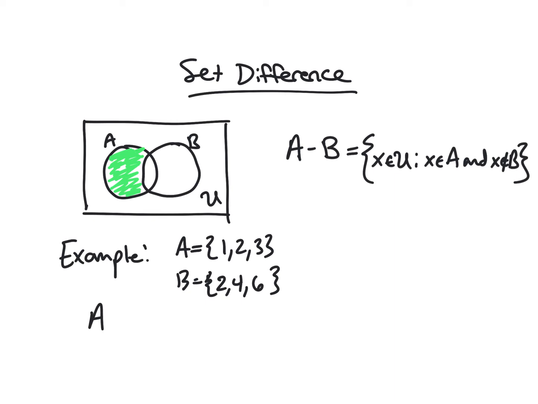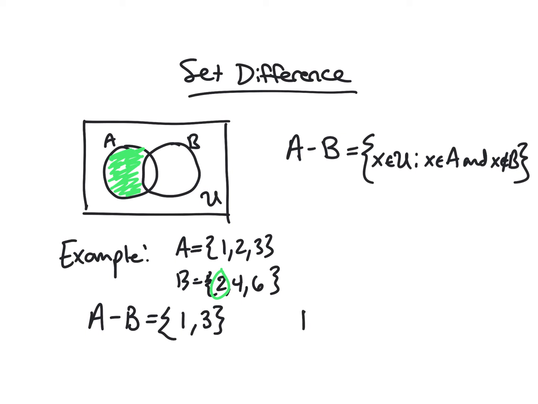So A is 1, 2, 3, B is 2, 4, 6. So if I look for A minus B, then I am looking for the things in A, so 1, 2, and 3, that are not in B. So I kind of single out this 2, right? That is in B, so I want to remove that. And so it's just 1 and 3, the elements of A that are not in B.